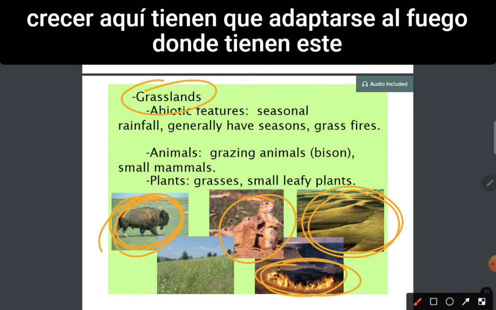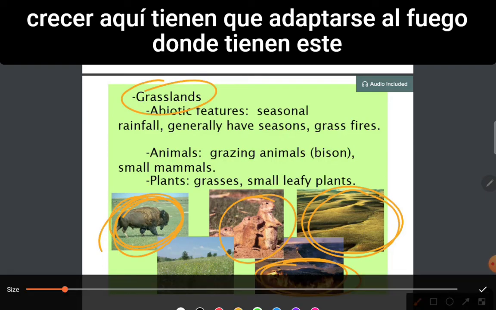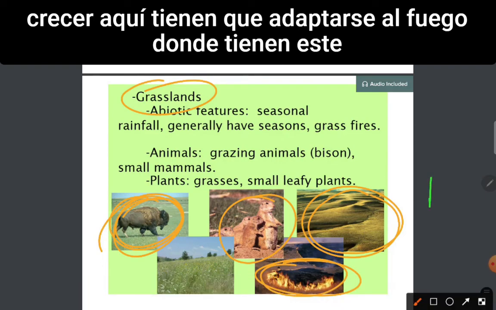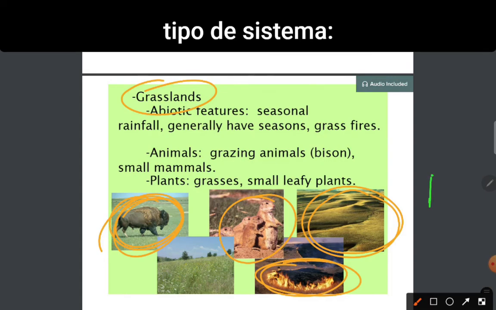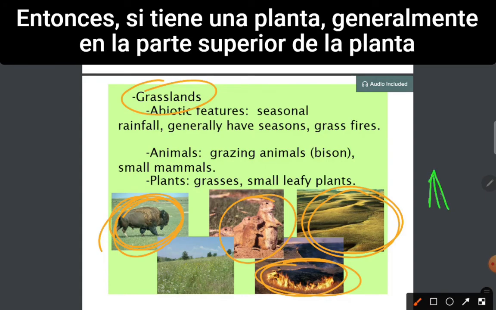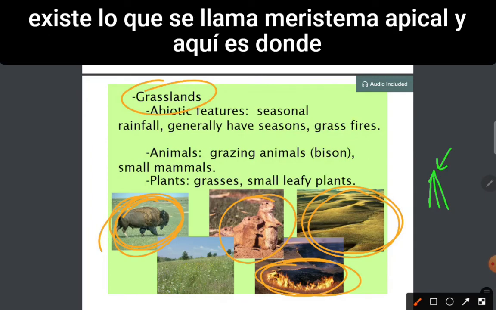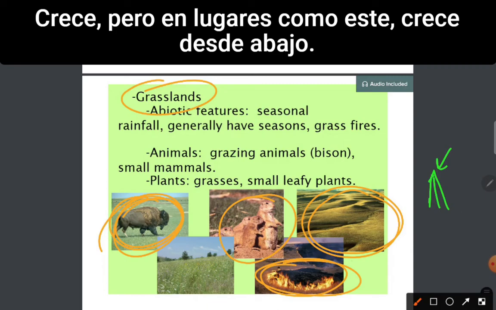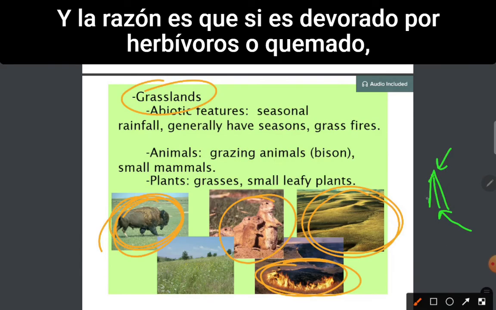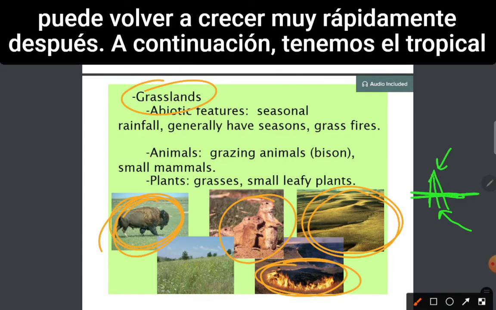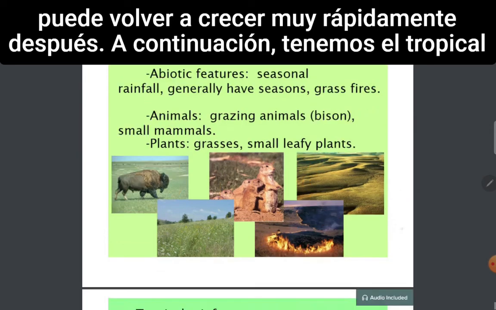The plants that grow here have to be adapted to fire. If you have a plant, typically at the top of the plant, there is what is called the apical meristem, and this is where it grows. But in places like this, it grows from the bottom. And the reason why is if it gets eaten by herbivores or burned, it can grow back very quickly afterwards.